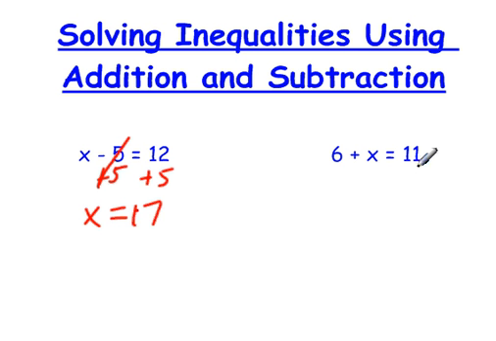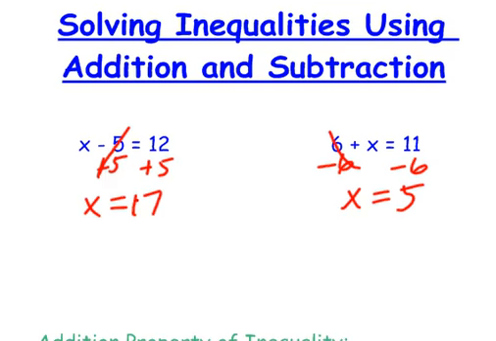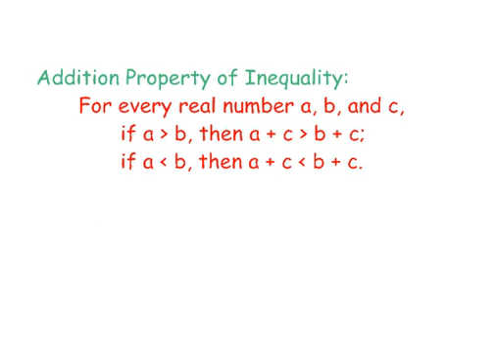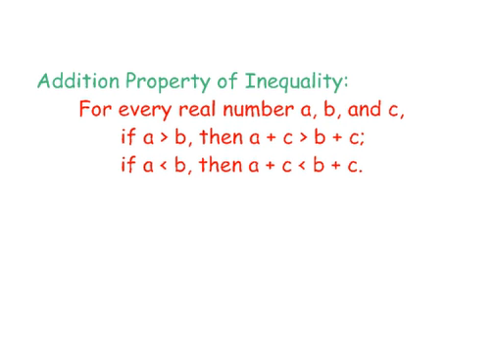Okay, and the same goes with addition. If we see addition, we know that we can simply subtract that 6 from both sides, so we can undo that. We're left with x equals 5. Now, with inequalities, if you're talking about addition and subtraction, those principles apply almost the exact same way. But let's quickly look at this property of inequality for addition.